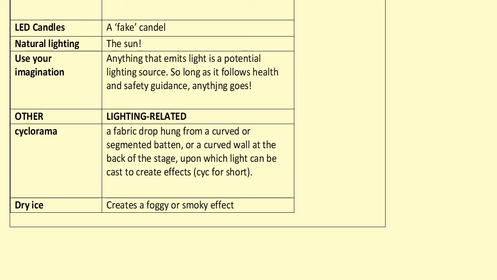And also, lastly, dry ice. Okay, so that smoky effect is also a lighting issue, because what dry ice does is, when you shine a beam through it, it makes the beam manifest. You can literally see the beam more clearly as it's reflected off the individual particles of the dry ice. It makes it more vivid and clearer to see.